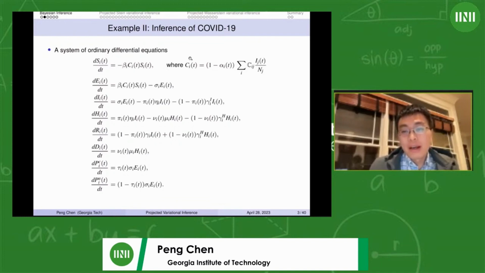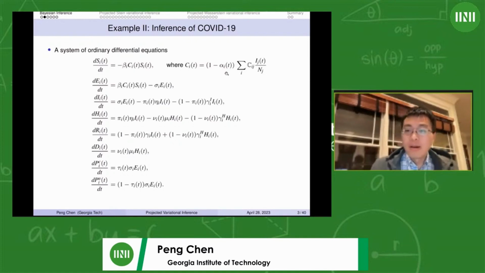For instance, here in the contact matrix, we can pre-multiply by a factor, and this factor explains the transmission reduction. As you can imagine, if there is a strong mitigation policy like a total lockdown, then this alpha would equal 1. So essentially, there is no contact anymore. And if there is no mitigation at all, then this alpha equals 0.